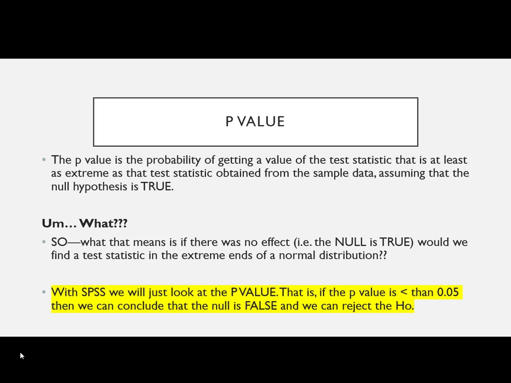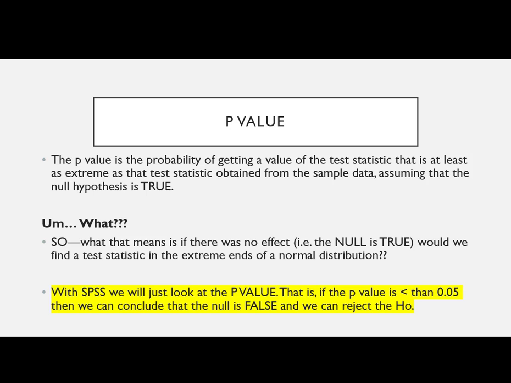So the p-value is the probability of getting a value of the test statistic that is at least as extreme as that test statistic obtained from the sample data, assuming that the null hypothesis is true. Like I say here, what does that mean? What this means is that if there was no effect and the null is true, would we find a test statistic in the extreme ends of a normal distribution? No, we wouldn't. So with SPSS, we just look at the p-value.